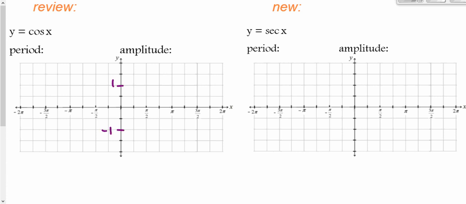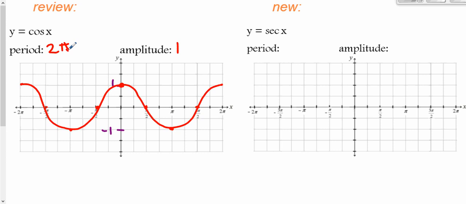The cosine graph goes through the point 0, 1. We start at the top. Then we go down to the middle, down to the bottom, back to the middle, and back to the top, connecting those with a nice smooth curve. We can repeat that on the other side. Middle, bottom, middle, top. Connect with a nice smooth curve. Okay. So let's fill this in: period 2 pi, amplitude 1. What does the secant graph look like?